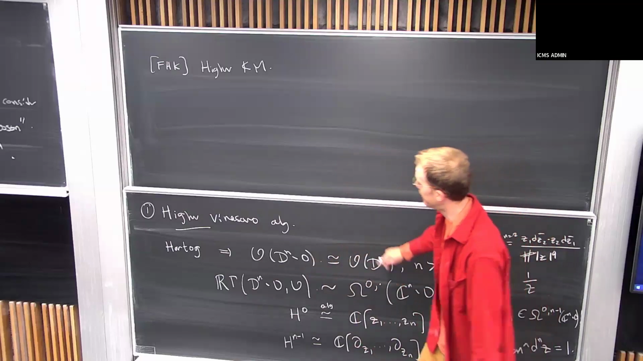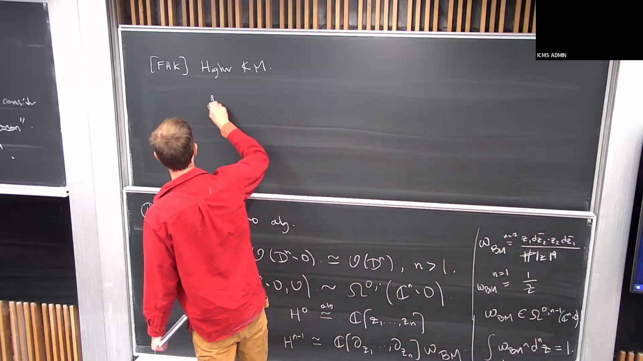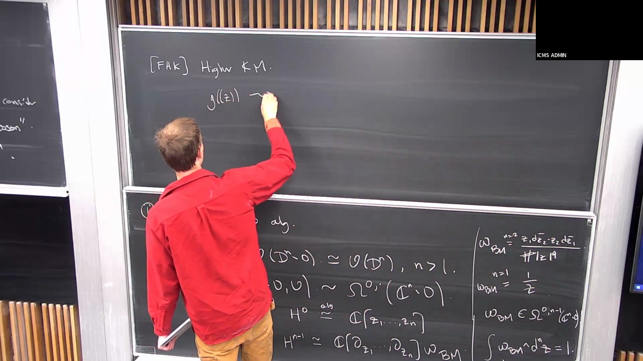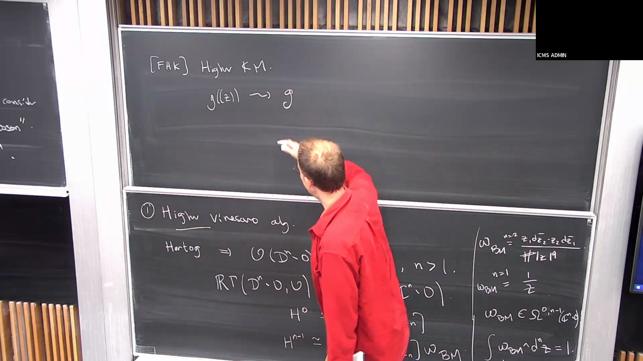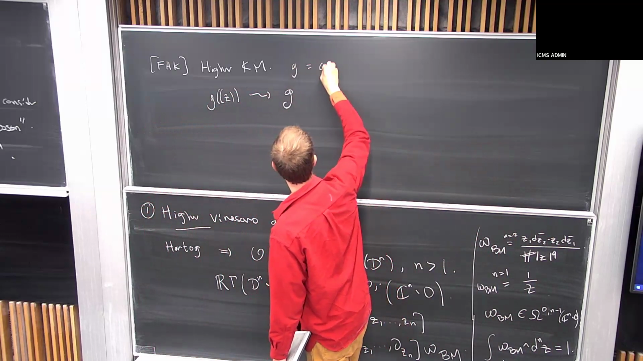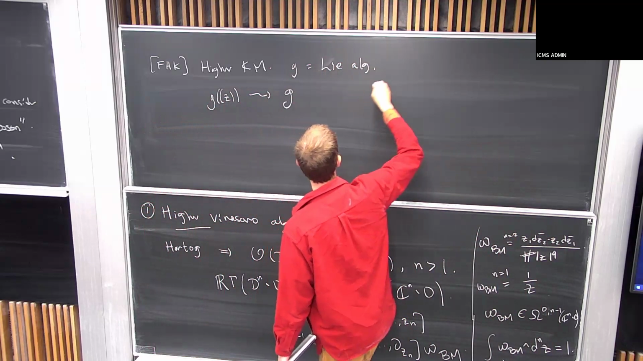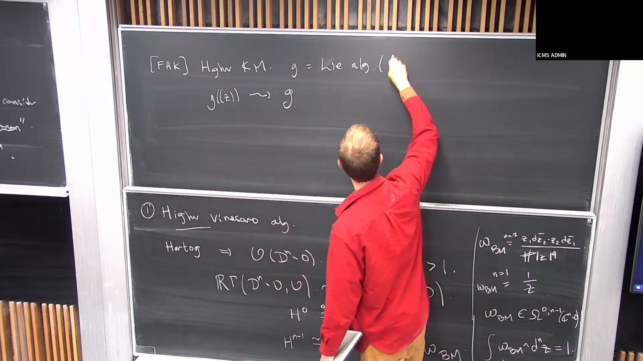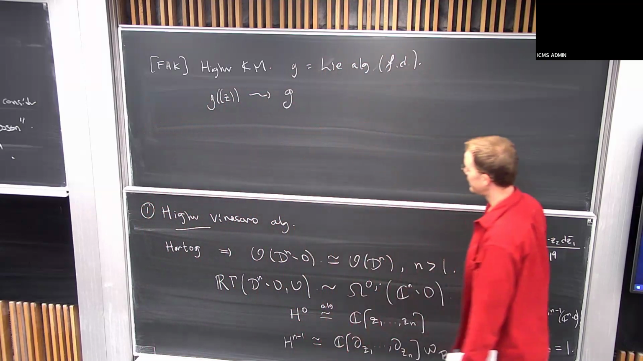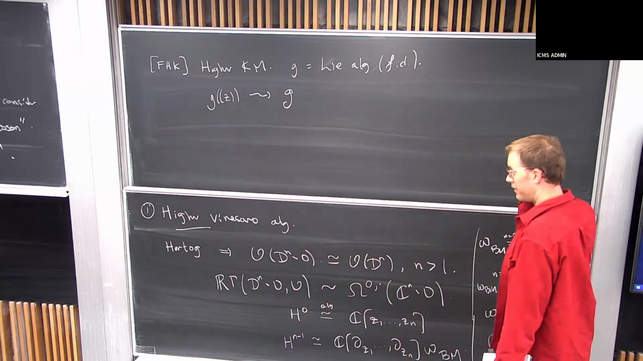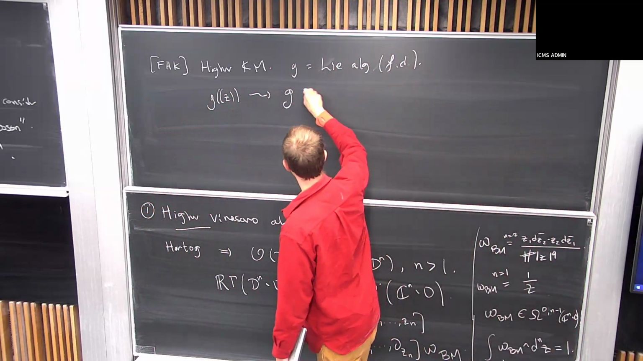So the idea is that instead of looking at g-valued Laurent series, where g is just an ordinary Lie algebra, a finite dimensional Lie algebra in the usual case, I look at g-valued derived sections.